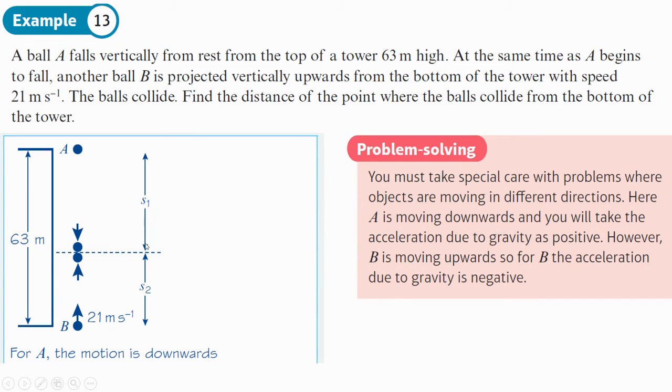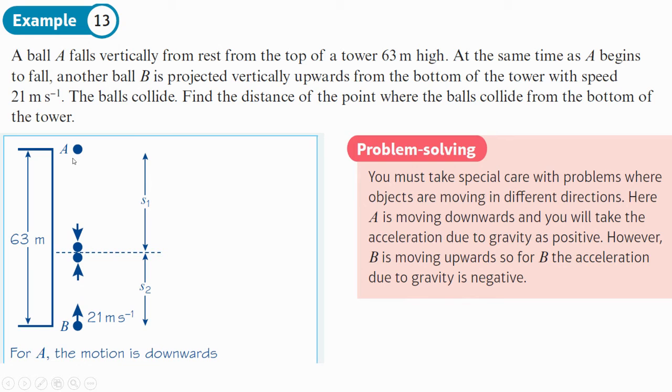We've got 2 separate distances. We've got this distance and that distance. We don't know what they are, but we know they're going to add up to 63. A's moving downwards, B's moving upwards. We've got to be careful with which way is positive.